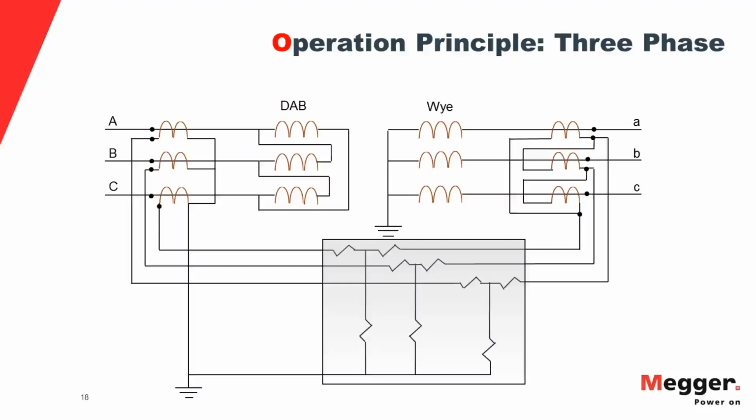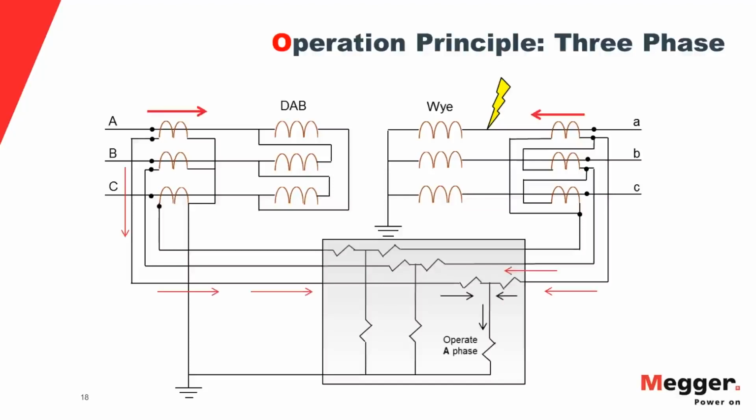So a three-phase differential will have differential elements on each phase, and it will give you a clear picture of on which phase the differential current was higher than normal, and it would declare whether it was an A-phase differential or a B phase or a C phase.